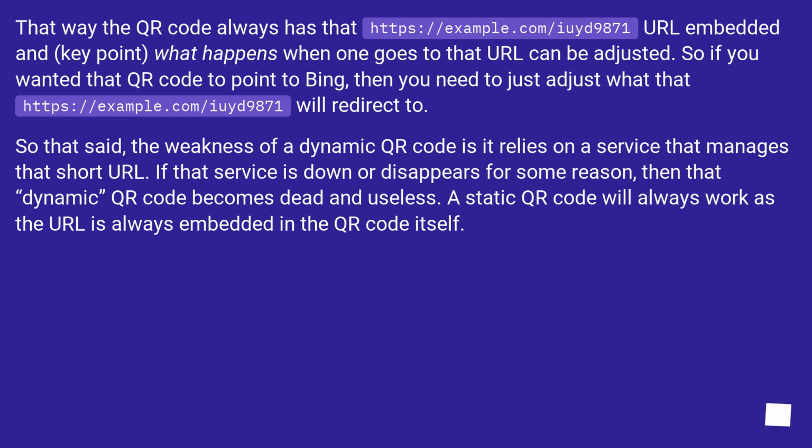https://example.com/9871 redirects to. So that said, the weakness of a dynamic QR code is it relies on a service that manages that short URL. If that service is down or disappears for some reason, then that dynamic QR code becomes dead and useless. A static QR code will always work as the URL is always embedded in the QR code itself.